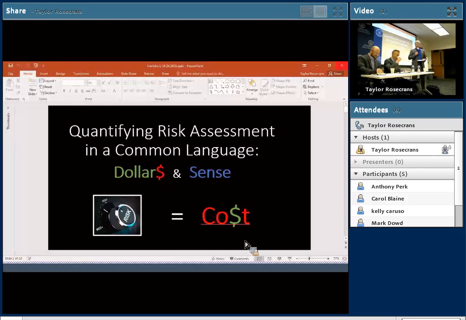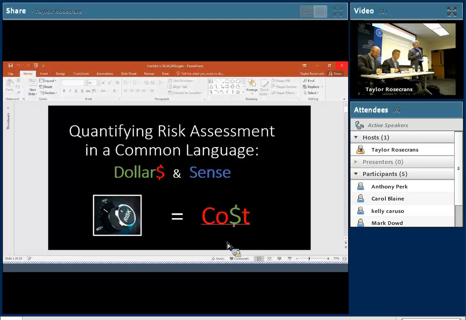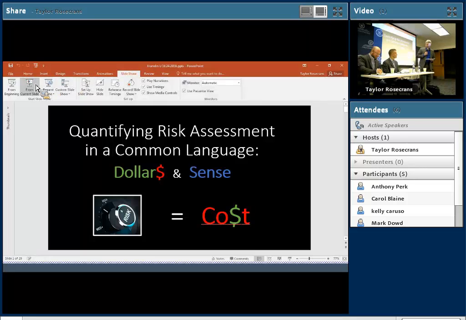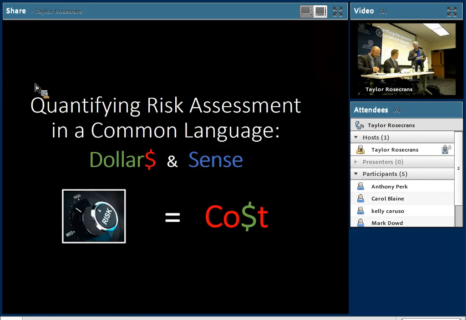Today's webinar and presentation here in person, we got together as a group here, this panel, and came up with a topic, and that topic was quantifying risk assessment in common language, dollars and cents. So that's what we're going to talk about today.